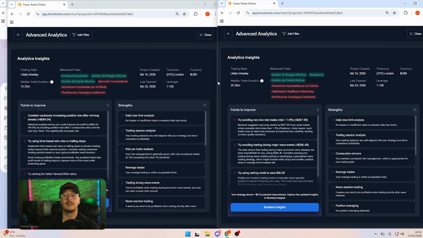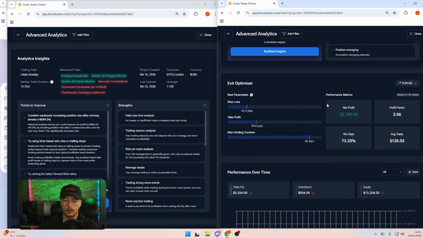So now we got both back to this side by side. You can see that this is the original and this is the new one with 2 hours and 30 minutes of average duration. And you can see actually we have some points to improve now, like trying to avoid trading during major news. And obviously this is based on that now I have the double take profit. So obviously we can see that on news events, having this double take profit maybe isn't so good. So obviously a nice thing that we can tick on here.